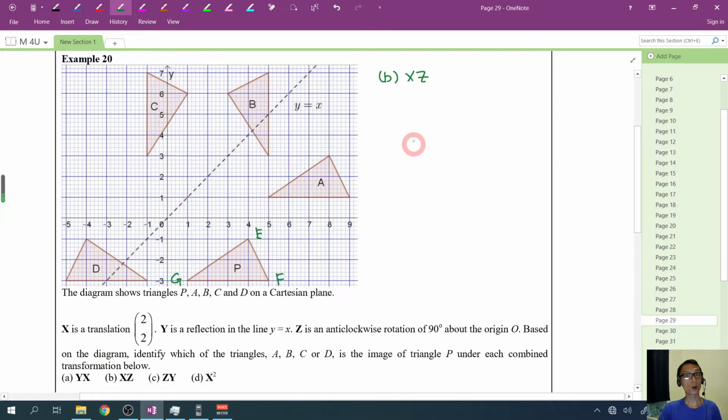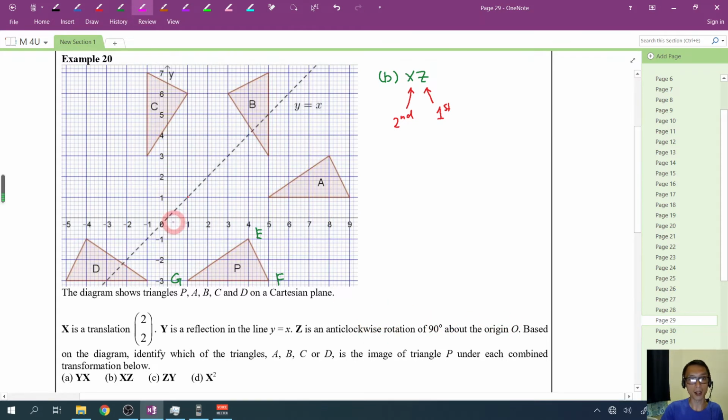Okay, now let's move on to the second combined transformation XZ. So remember, which one is the first transformation? This is the first transformation, and this is the second transformation. The first transformation is Z, which is a rotation. You have to be more careful. A lot of students are confused about the rotation. So Z is an anti-clockwise rotation of 90 degrees about the origin.